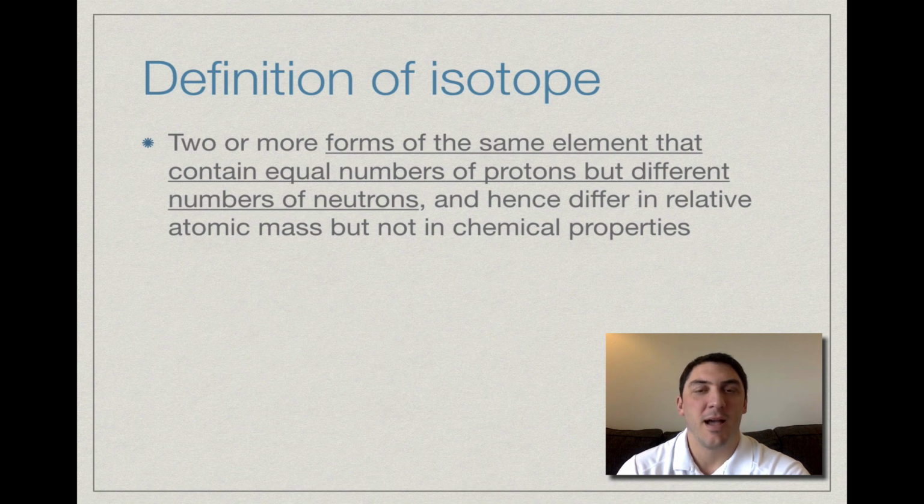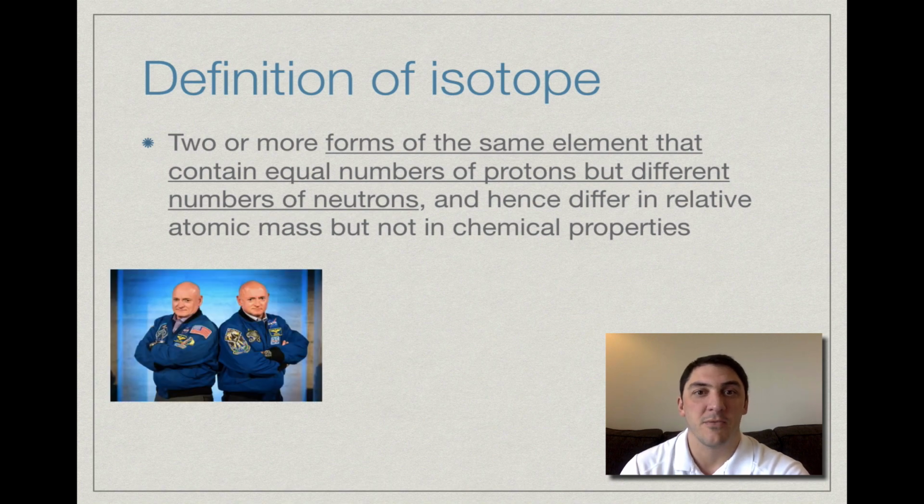It's the same element. But since the number of neutrons is different, now they have different masses, because neutrons, in addition to holding together protons, have a mass of 1 atomic mass unit. So if you have more or less of them than another one, it must be heavier or lighter in terms of mass than the other one.